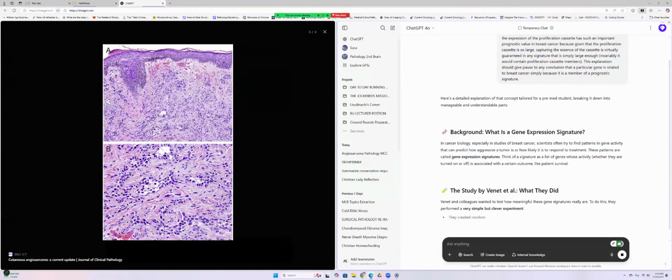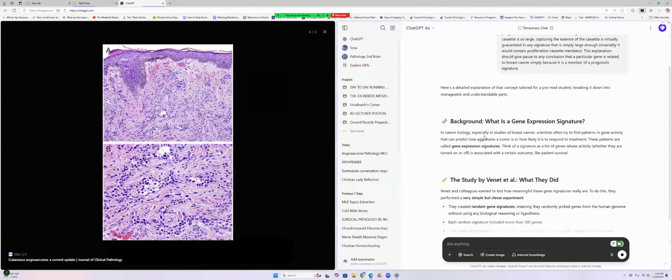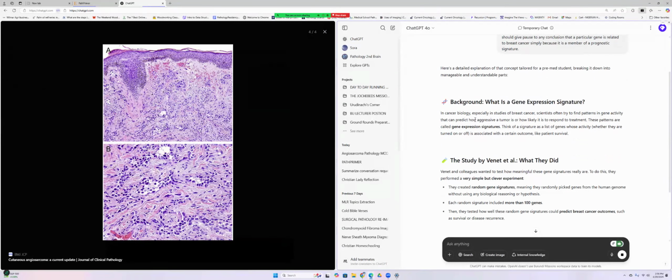So, gene expression signature. In cancer biology, especially in studies of breast cancer, scientists often try to find patterns in gene activity that can predict how aggressive a tumor is or how likely it is to respond to treatment. These patterns are called gene expression signatures. So a gene expression signature just means patterns of genes that show if this tumor is going to respond to treatment or not. Think of a signature as a list of genes whose activity, whether they are turned on or turned off, is associated with a certain outcome, like patient survival.